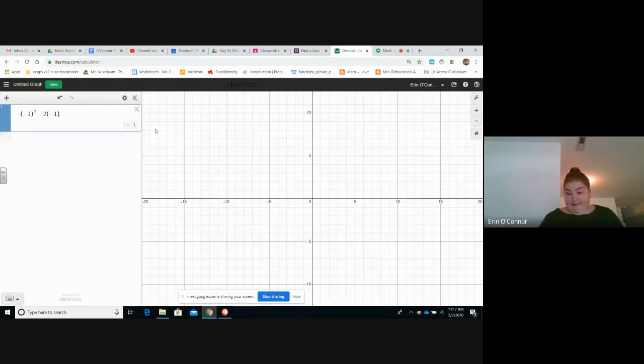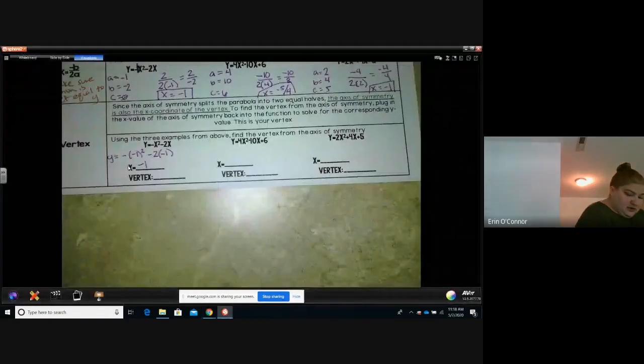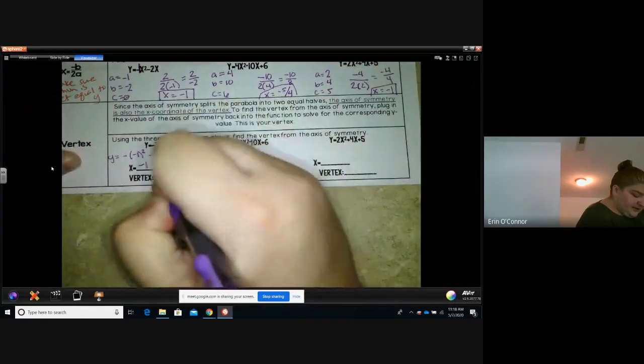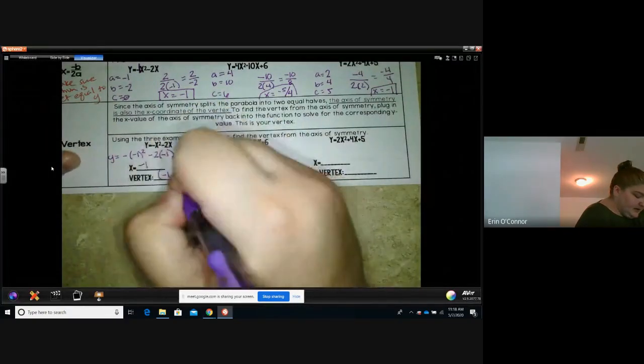And you get 1. When you solve this, you get 1, and you should see that right here. It's not highlighting for me, but you can see that right here. So here I get y equals 1. So my vertex is negative 1, my x value, and then my y value, 1.